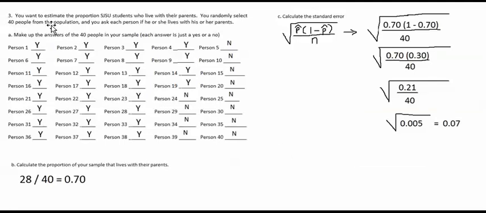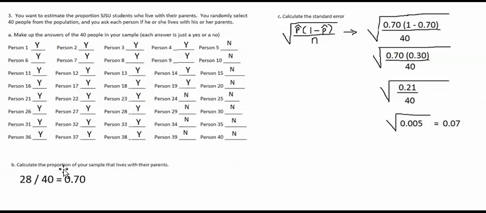The third problem is also asking you to pretend like you're doing a survey. It says that you want to estimate the proportion of San Jose State students who live with their parents. You're estimating a population proportion. You randomly select 40 people from the population, and you ask each person if he or she lives with his or her parents. In this question, you need to make up a data set like you did in the other problems. Each person's answer will just be a yes or a no, so just make up yeses and nos, like I did here.